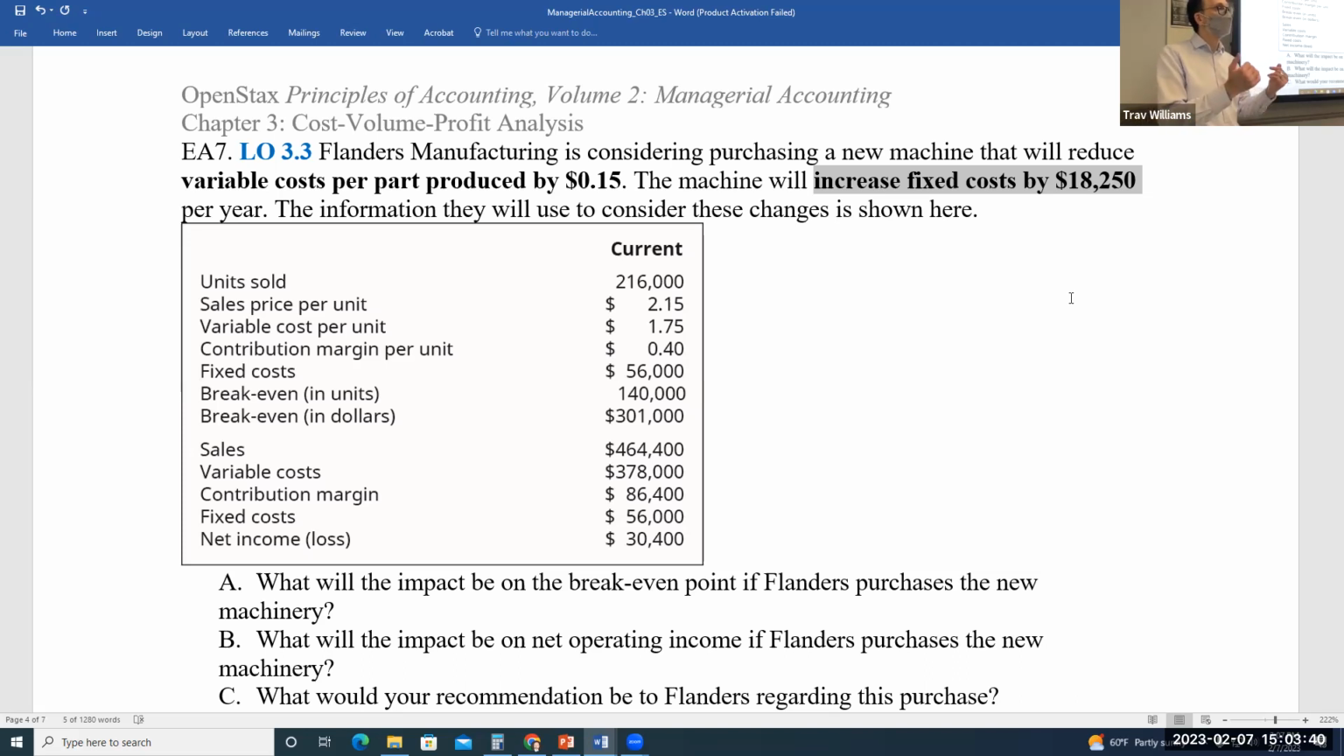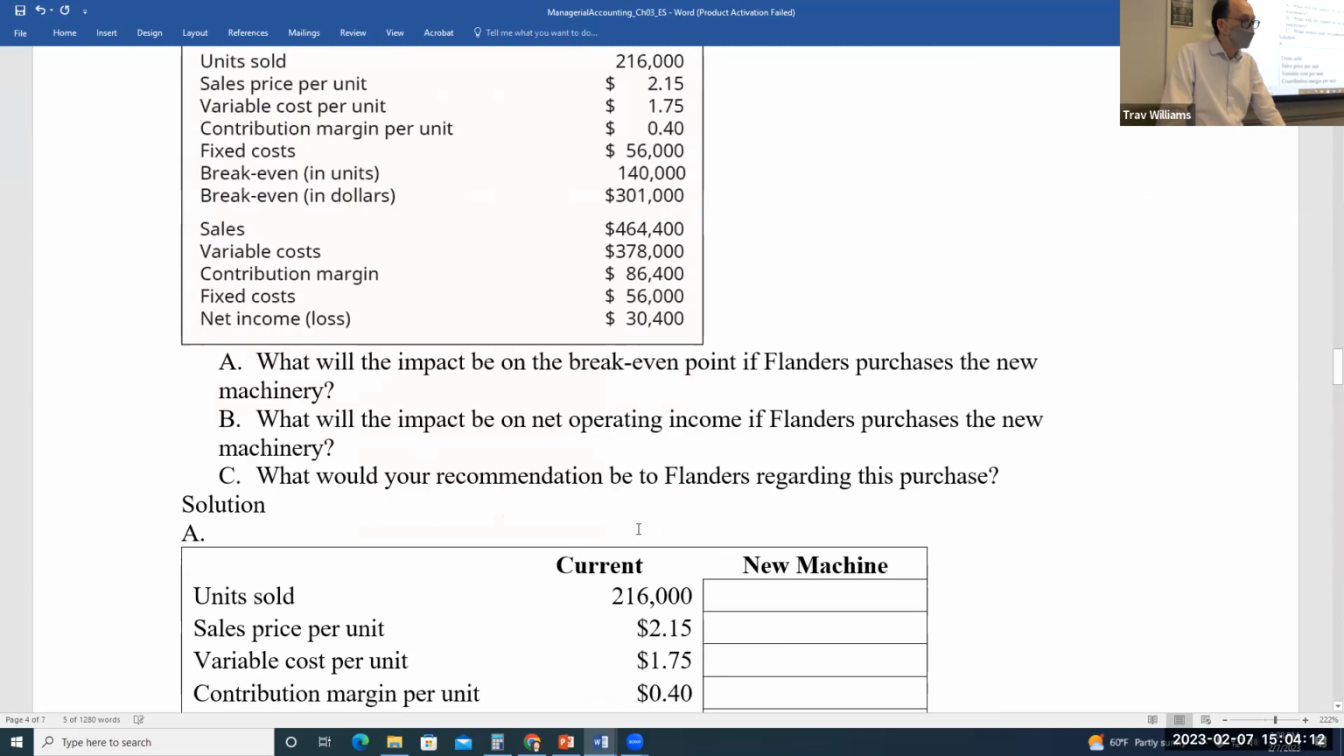However, if it offsets your variable costs, if it reduces how much materials you need, how much labor you need, or your variable overhead, sometimes it's worth it to have the higher fixed costs and the lower variable costs. So that's what we're going to look at here. In this case, the variable costs are going down by 15 cents per unit, but the fixed costs are going up by $18,250 per year. Okay, here is a bunch of data for us. We have to figure out what's the impact on break even if they buy the new machinery.